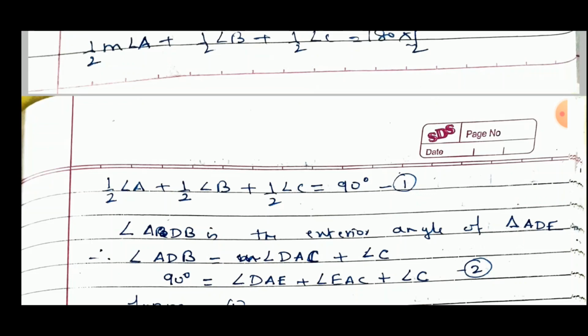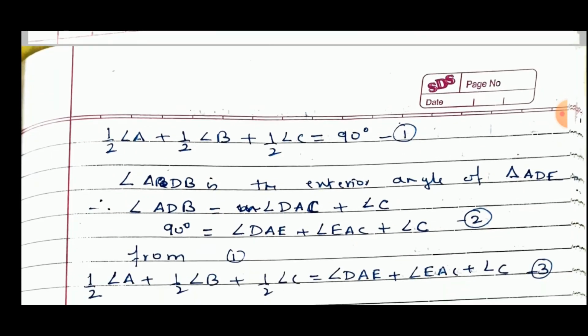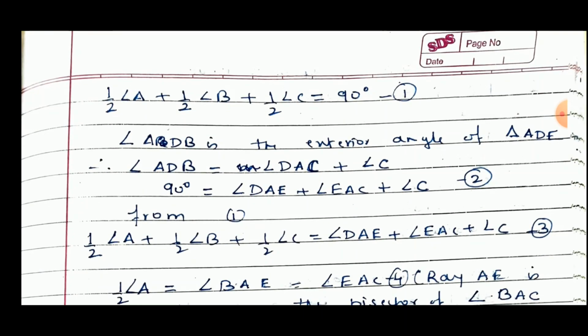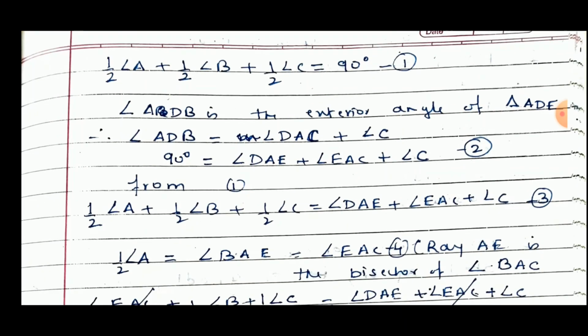90 degrees is equal to DAE plus EAC plus angle C. So from 1 we get half of angle A plus half of angle B plus half of angle C is angle DAE plus angle EAC plus angle C. So half of angle A is equal to angle BAE, which is equal to angle EAC.